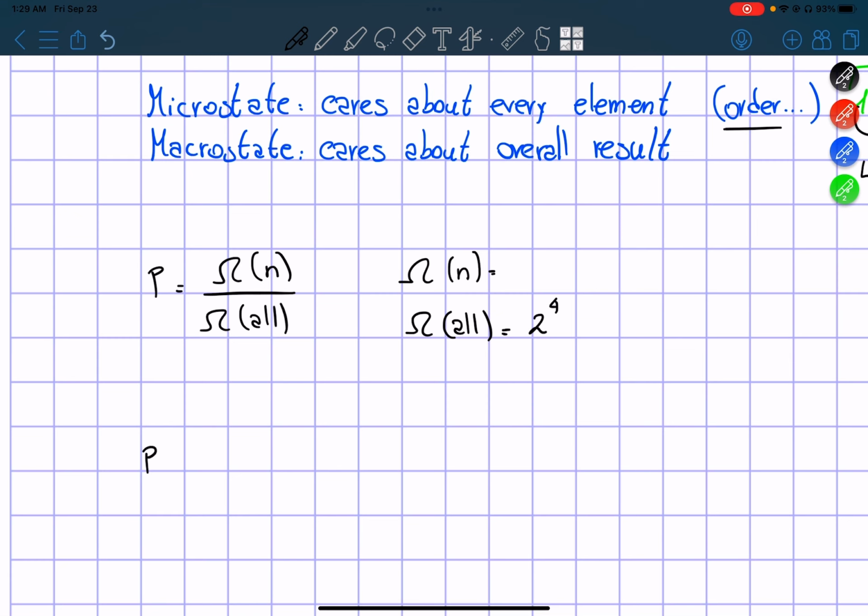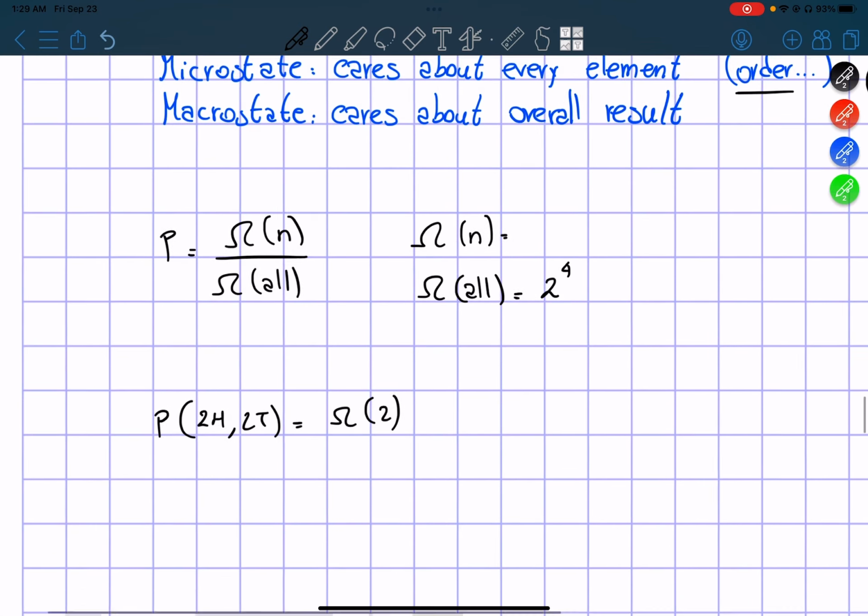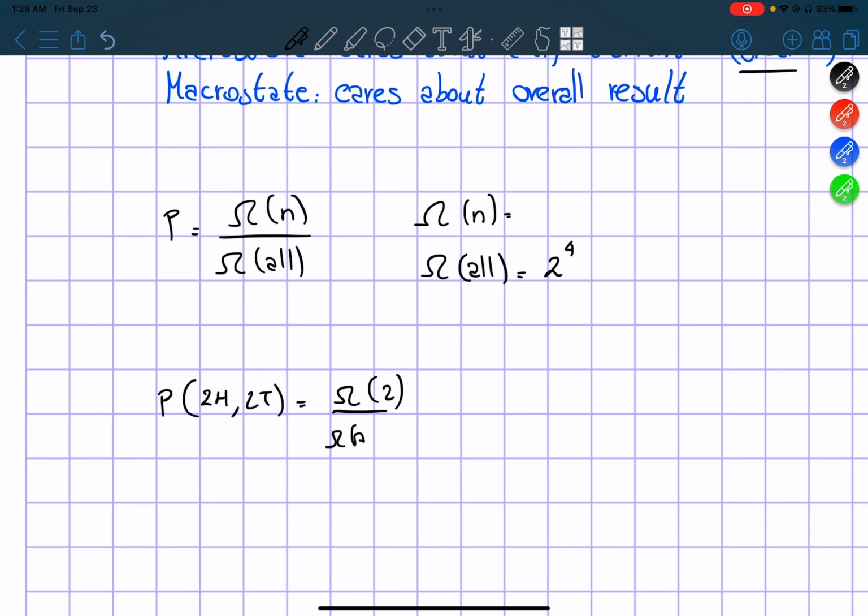For example, the probability of having 2 heads and 2 tails is going to be equal to what we just said: 6 combinations over 2 to the power of 4. I'm just going to take the calculator. So 16, so we have 6 over 16 or 3 over 8. The probability of getting 2 heads and 2 tails, which is the most likely probability.